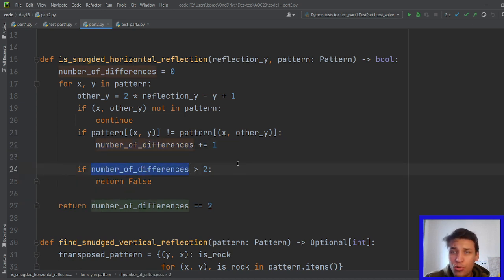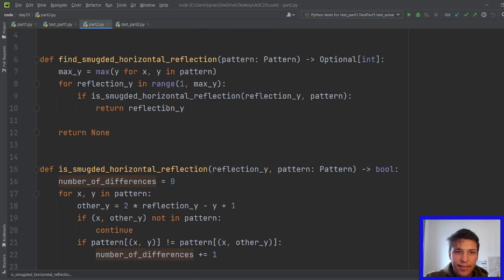And then if there's more than 2 differences, we know that the reflection is definitely not valid and we can return false. Otherwise, if we went through all of them, if the mirror is actually smudged and there's a difference in one position, then the number of differences should be exactly 2. So it's 2 and not 1, because the position will appear once on the left-hand side here and once on the right-hand side. So we're looking for y-coordinates where the number of differences is exactly 2.